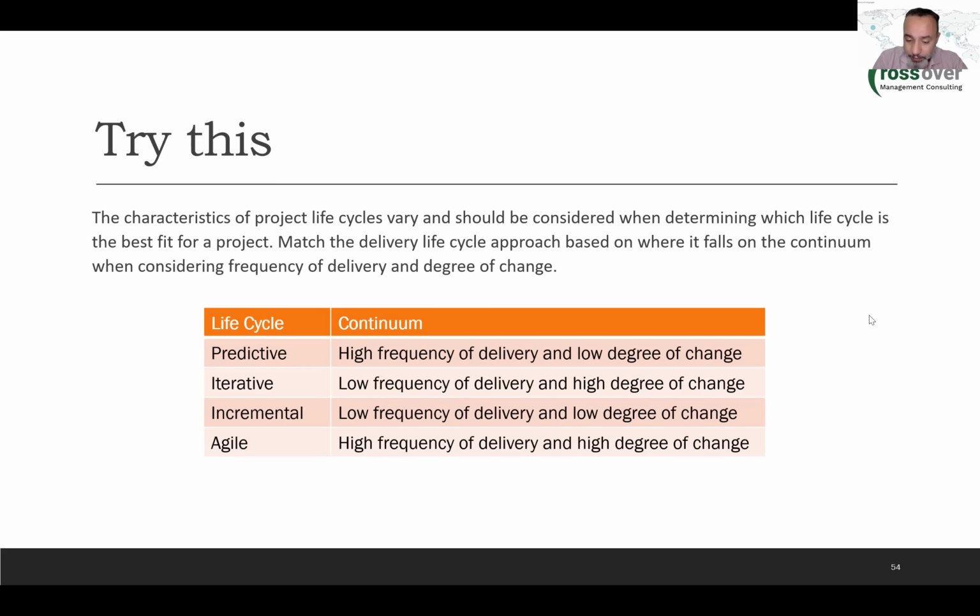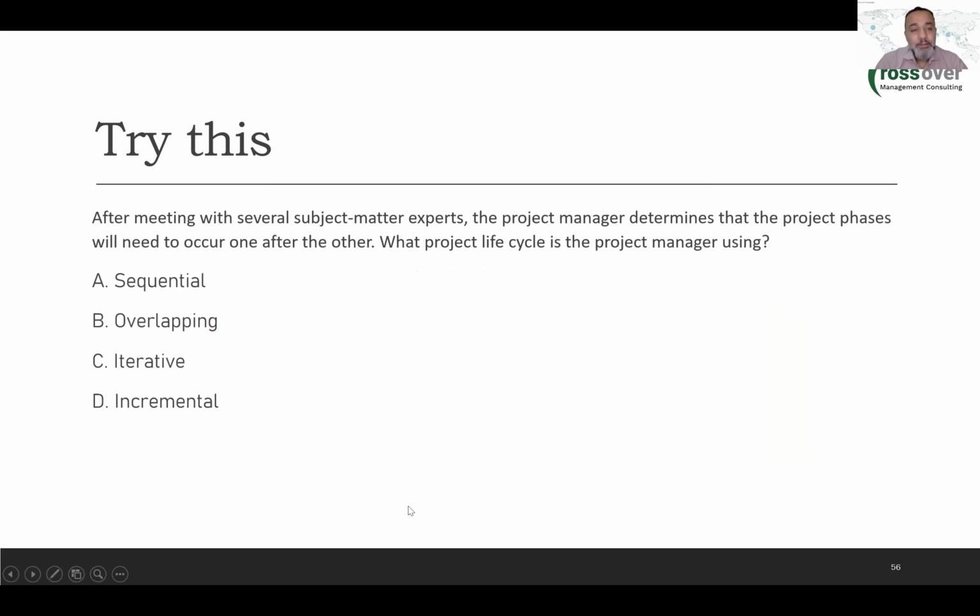Is it low frequency of delivery or high frequency of delivery? It's low, right? Low frequency of delivery and high degree of change. Correct. So these are, of course, incremental, of course, will go through this. So yes, these are the correct answers. See, it's not that complicated if you understand it well. Excellent. Let's move on to the next question.